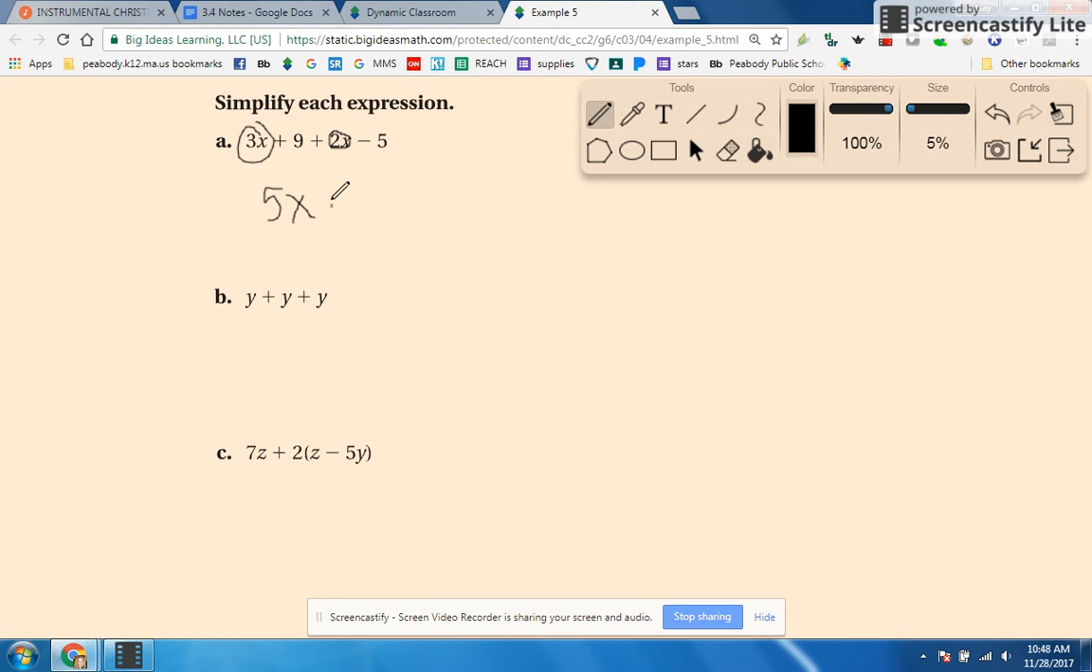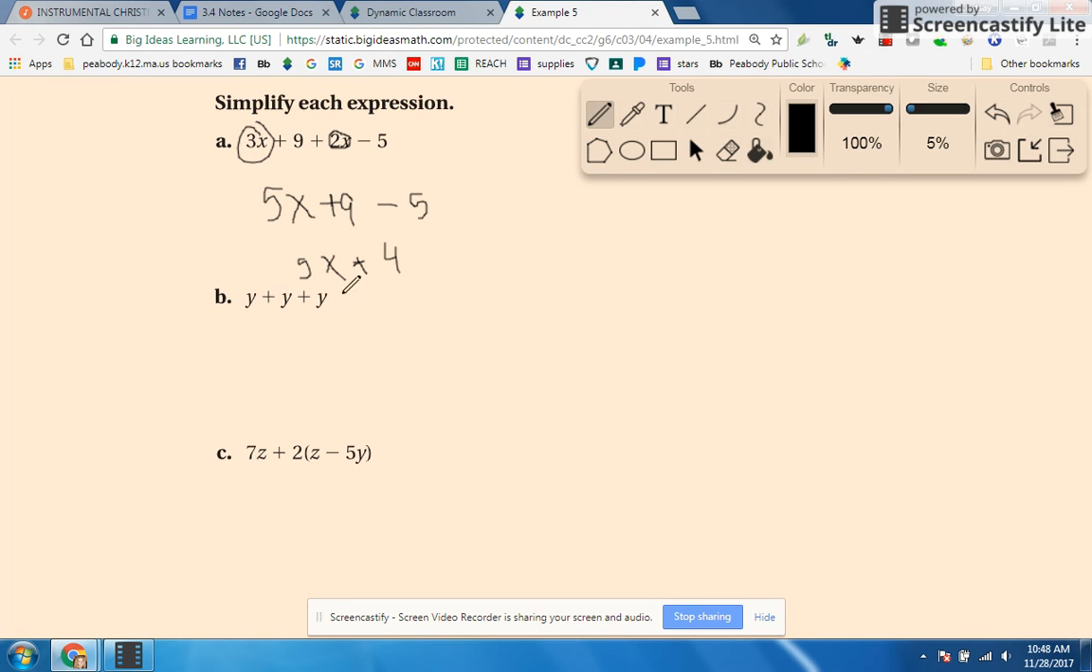Now if I bring down the rest of the problem, I have plus 9 and minus 5. Now I have 2 constants. I can subtract them. 9 minus 5 is 4. So my final simplified version is 5x minus 4. Or actually, sorry, plus 4, because there's a plus sign here. So plus 4. Again, you cannot add the constant with the coefficient, but if you have 2 coefficients of the same type of letter or variable, you can add and subtract those. It's a little bit confusing.